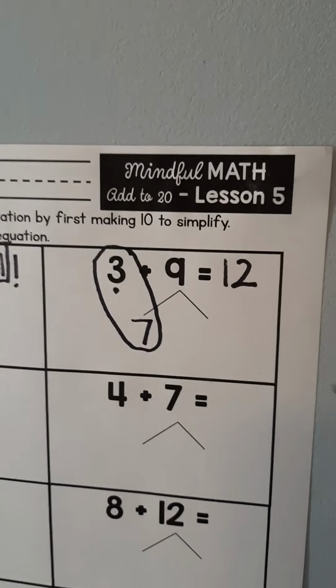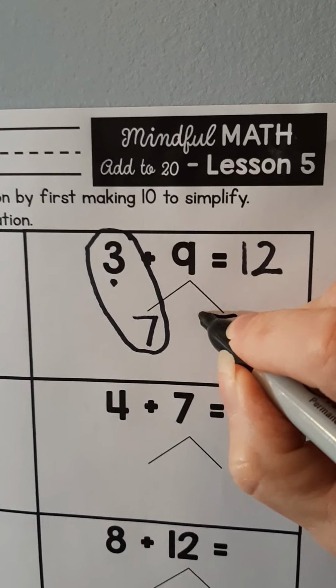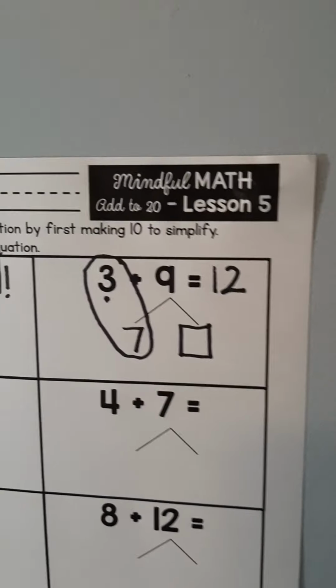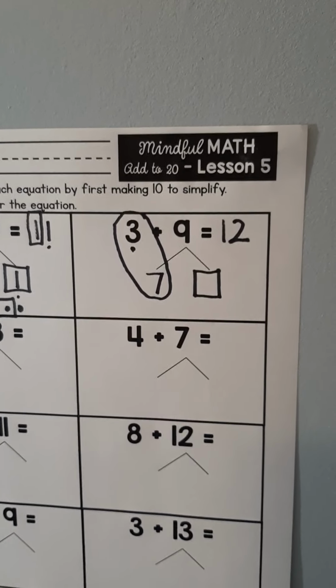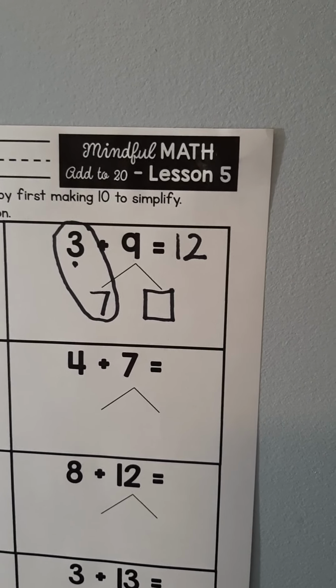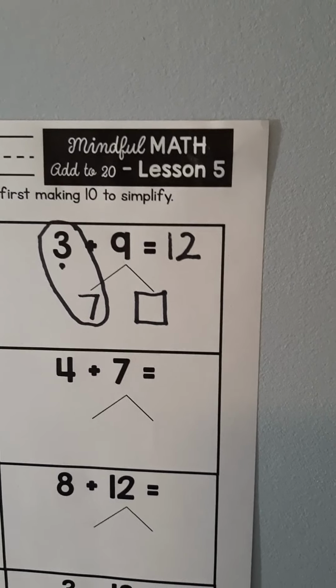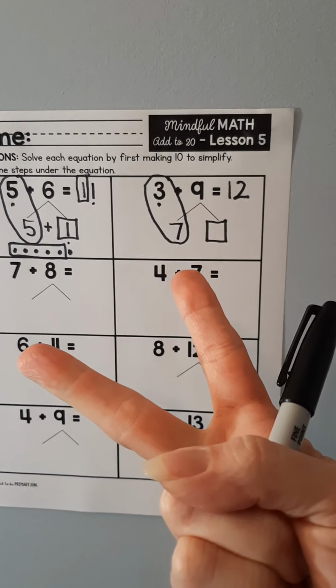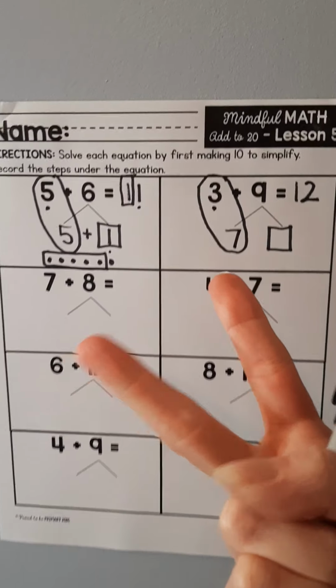But I'm not done because I have to put a number here that goes with 7 to make 9. Can you figure it out? I've got 7 in my brain. How many more do I need so that I get to 9? You know it? One more makes 8 and another makes 9. So what am I going to add to 7 to make 9?